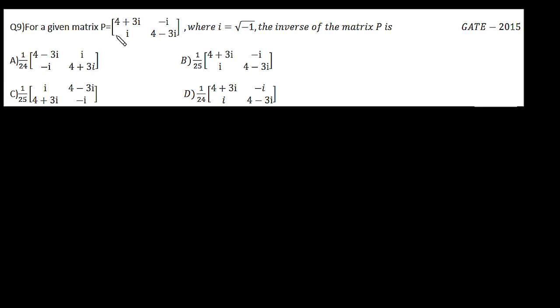Okay, they are asking about the inverse of this matrix. So we know how to find the inverse. Here it is a 2 cross 2 matrix, so it is easier for us to find the inverse. So let's first of all write the equation of inverse. It is nothing but 1 upon determinant of P into adjoint of this matrix P. So first of all we have to find the determinant of this matrix. So let's find it.